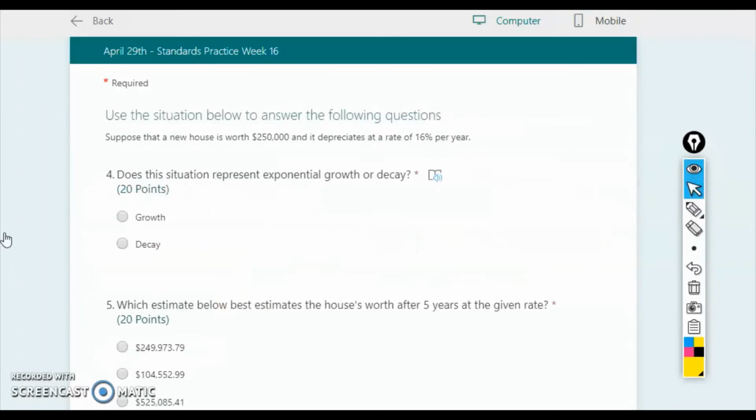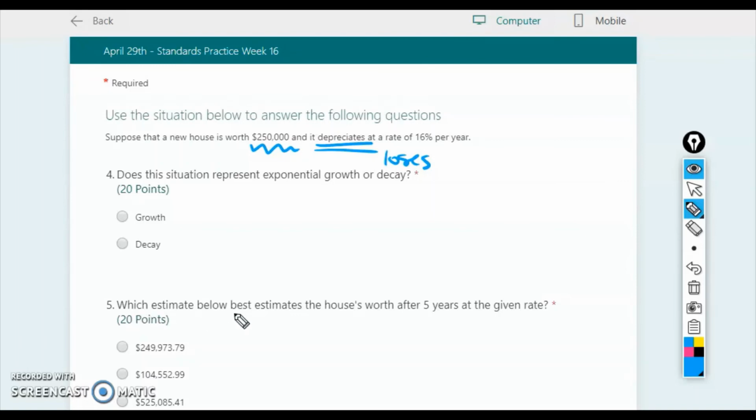Use the situation below to answer the following questions. Suppose a new house is worth $250,000 and it depreciates at a rate of 16% each year, or per year. So depreciate means it loses value. So it might start off worth a good bit, and then every year it goes down and down and down. So does the situation represent growth or decay? Well, if you lose value, is that considered growth or is it decay?